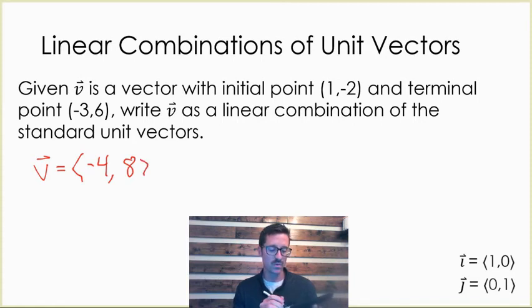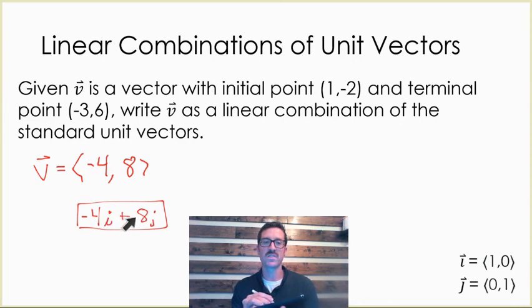And so all we do to write it as a linear combination of standard unit vectors is think, what do I need to do horizontally to get from 1 to -3? And hopefully you're saying, oh, well, that's just -4 times i. And then how do we get from -2 to 6? Well, that's just going to be 8j. This is rewriting this vector as a linear combination of the standard unit vectors.